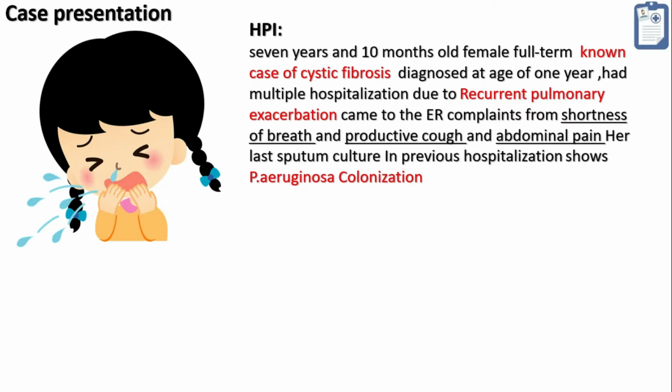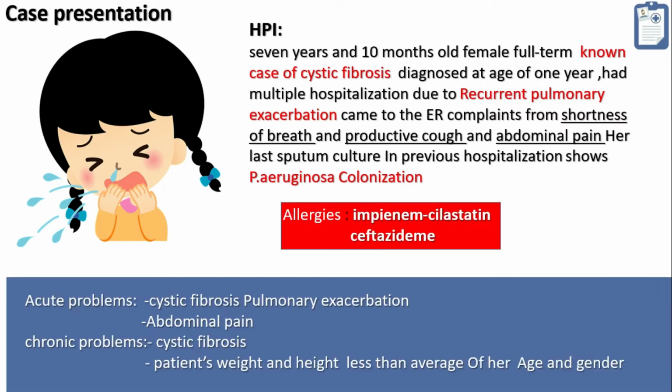These symptoms tell us that the patient has a pulmonary infection, and the result of the last sputum culture is very important when planning the antibiotic you will choose. Another important piece of information about the case is that she has an allergy to imipenem-cilastatin and ceftazidime. So the acute problems here are cystic fibrosis pulmonary exacerbation and abdominal pain, and the chronic problem is cystic fibrosis and all its complications, and that the patient's weight and height are less than average for her age and gender.